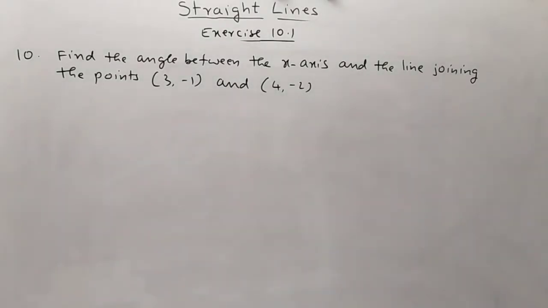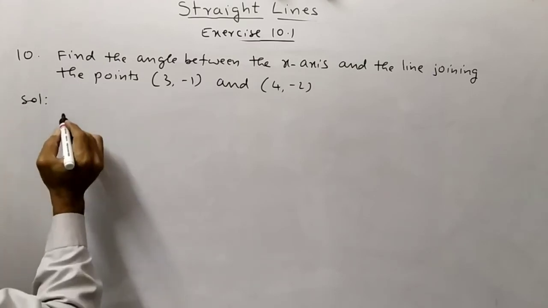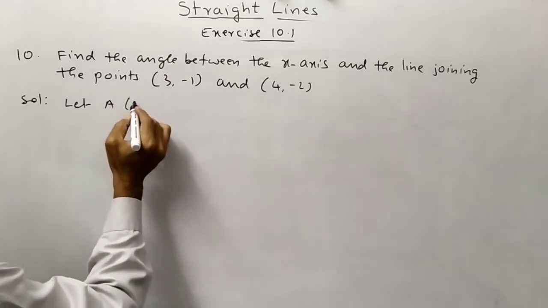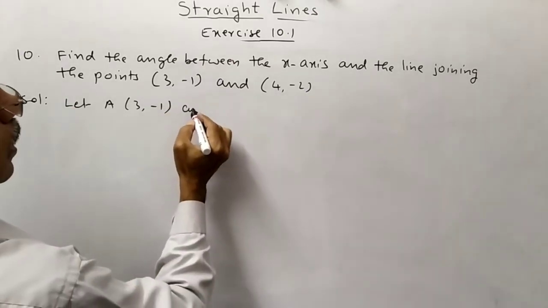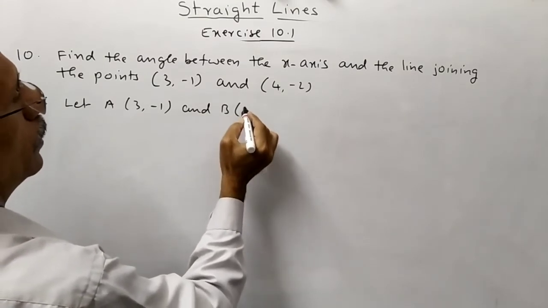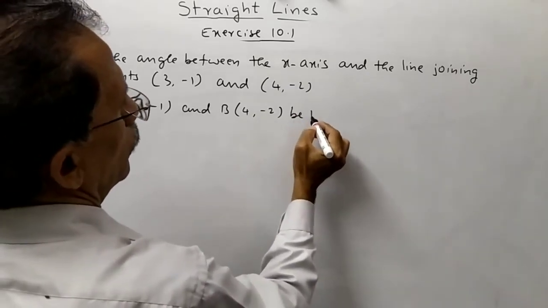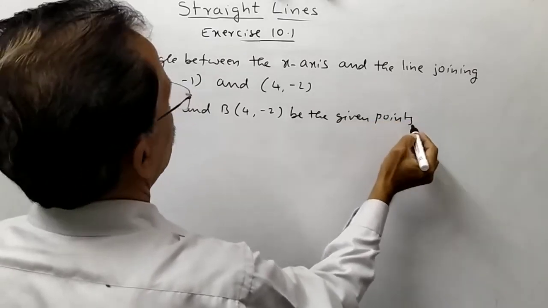Tenth question. Find the angle between the x-axis and the line joining the points with coordinates (3, -1) and (4, -2). Solution. Let A with coordinates (3, -1) and B with coordinates (4, -2) be the given points.